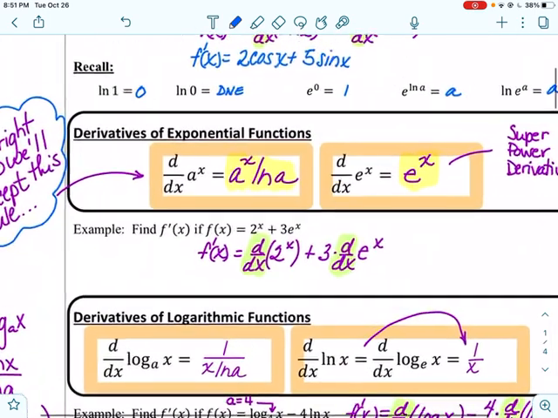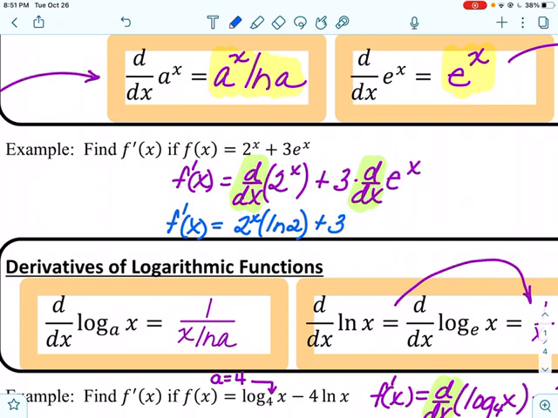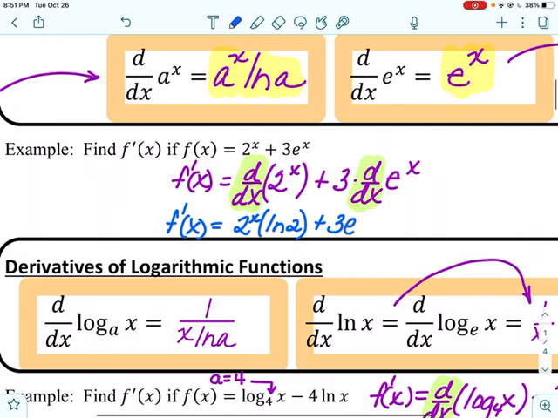So underneath we have finding f prime if f of x is equal to 2 to the x plus 3 e to the x. So f prime of x is equal to 2 to the x times ln of 2. A is, in this case, 2. And then plus 3 times the derivative of e to the x, which is just 3e to the x. And there we have that.